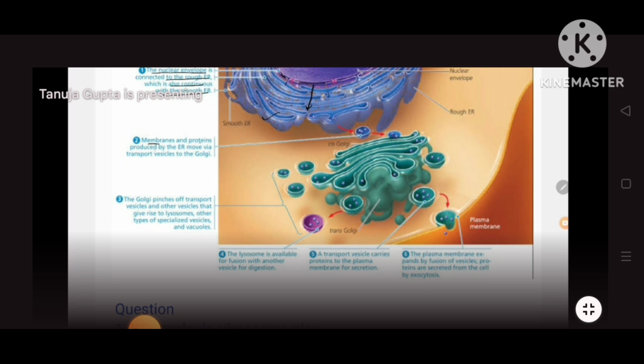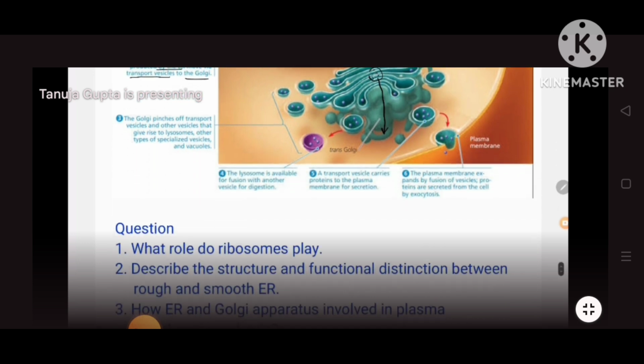Now the membrane and the protein produced by the ER move by transport vesicle to the Golgi. It enters the Golgi. Further modifications are done over here. It is packaged and then ultimately secreted outside from the trans face. So the Golgi pinches off the transport vesicle and other vesicles that give rise to lysosomes, like this lysosome, okay, and it also gives rise to the vacuole, right?